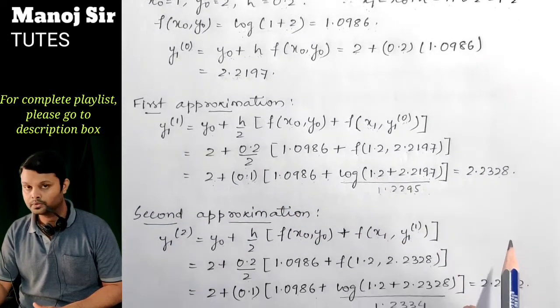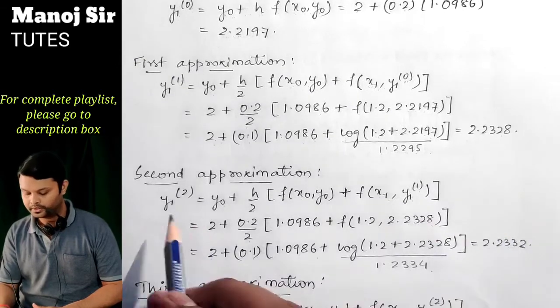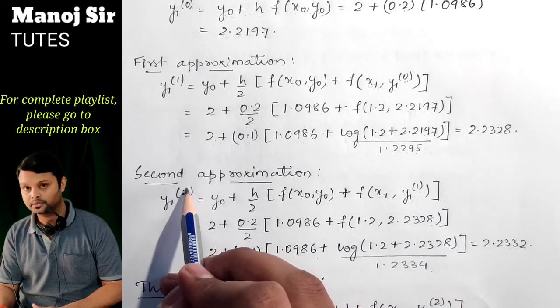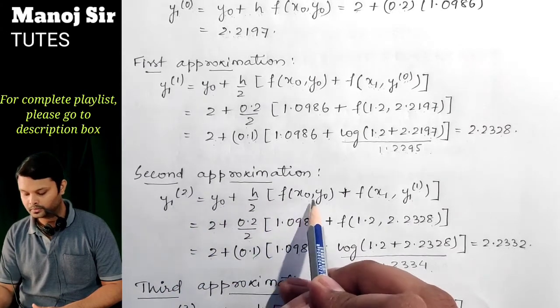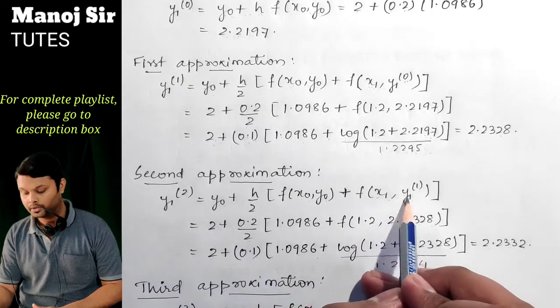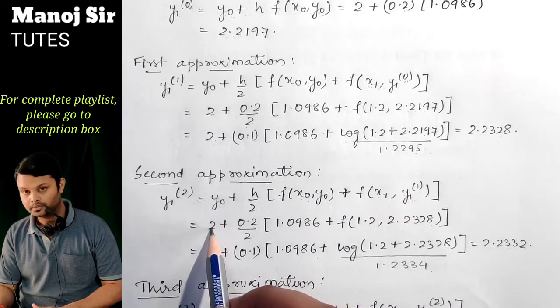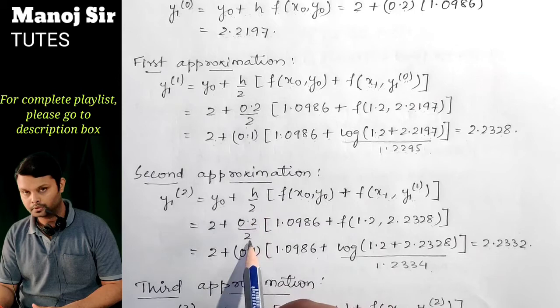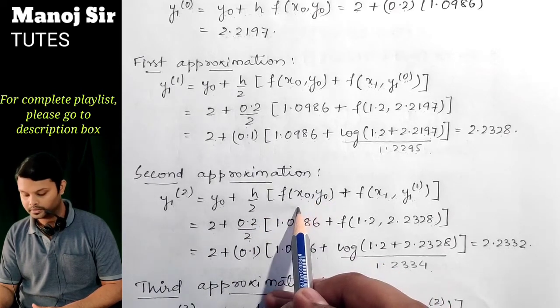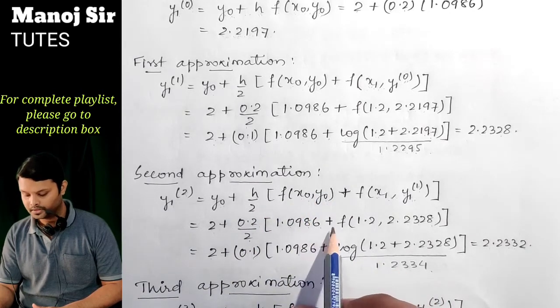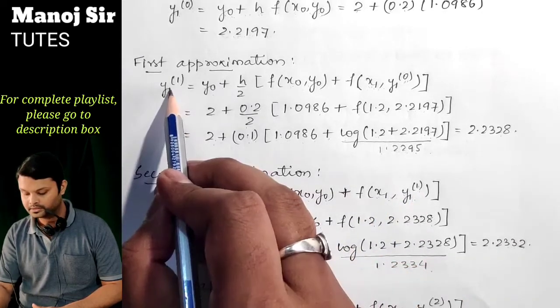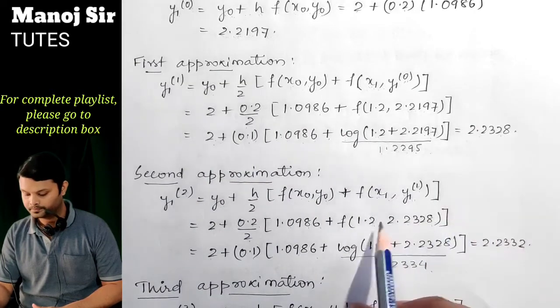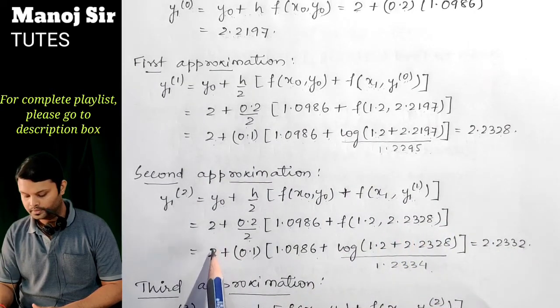Okay, now we'll go for second approximation. So we need to write here y12, because this 2 stands for second approximation. The formula is y naught plus h upon 2 f of x naught comma y naught plus f of x1 comma y11. This y naught value is how much? 2, plus what is h? That is 0.2 upon 2. What is this? We have already calculated this, that is 1.0986, plus f of x1, that is 1.2. What is y11? That is 2.2328. Okay, so this 2 is as it is, plus solve this, you will get 0.1.